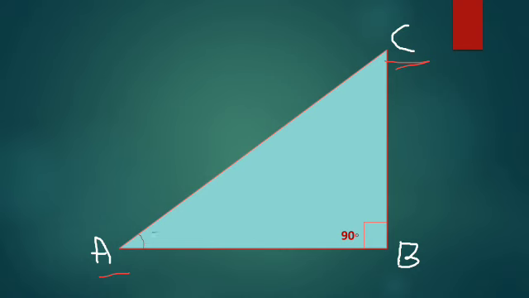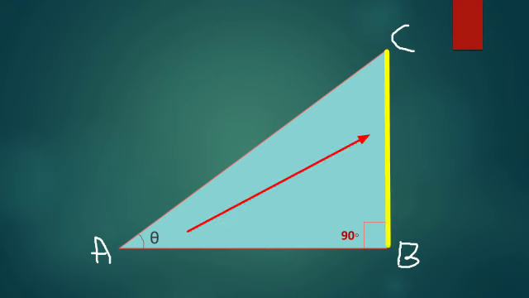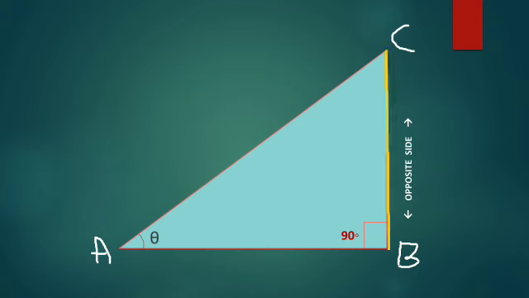So now we are considering angle A as theta. Here theta represents anything from 10 degrees to 80 degrees, whatever it may be. Now forget about angle C, concentrate on angle A. So angle A is now theta. Concentrate on the angle theta. The side which is opposite to the angle theta, that is the side CB, is called the opposite side.